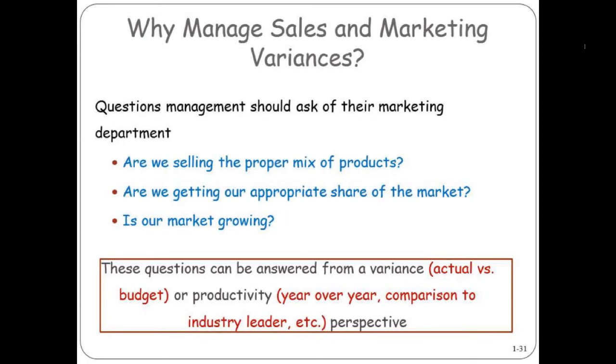Okay, variances. Sales and marketing variances. This is going to take that sales volume variance and break it down. You want to understand, when you sell a certain amount, what's causing your profitability. Do we have the proper mix of products? Are we getting the market share that we should be getting? Are we in a growth market?